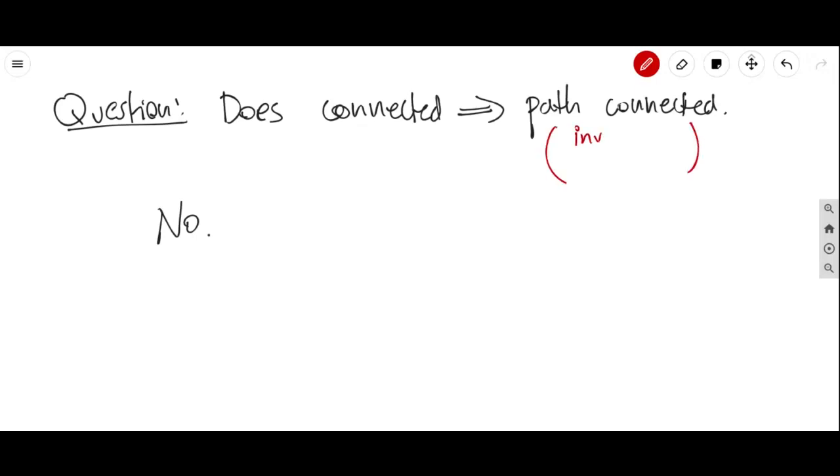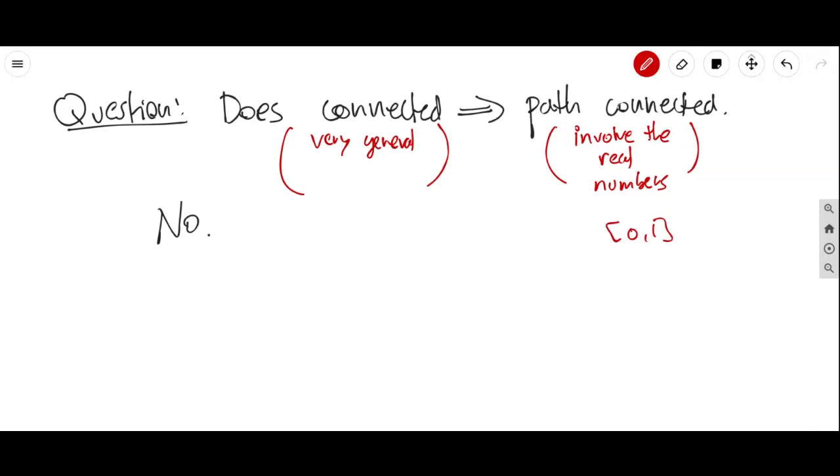Path connectedness involves the real numbers, because you're using the interval from 0 to 1, and then you're mapping that interval into a space. So path connectedness fundamentally uses the real numbers. Whereas connectedness is something very general. We have examples of spaces that have nothing to do with the real numbers, like the finite complement topology. So path connectedness specifically involves the real numbers, and connectedness is something general for all spaces.